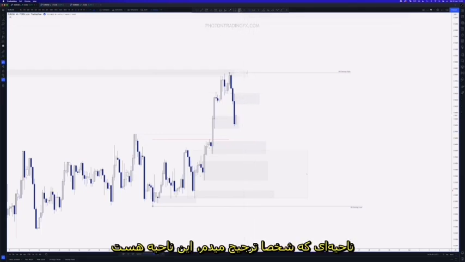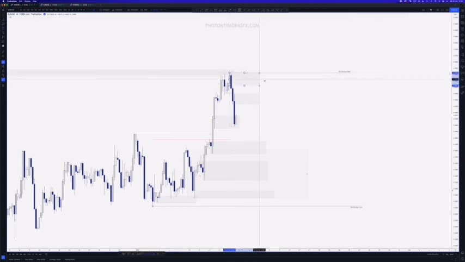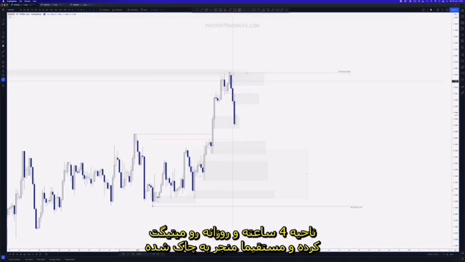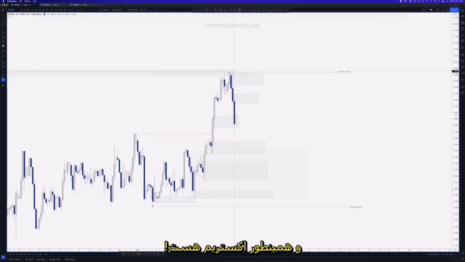Now the zone I much prefer is this zone here. Because this one swept the liquidity behind that high, it mitigated the daily and 4 hour zone, and it led directly to the CHoCH, right? And it's the extreme.